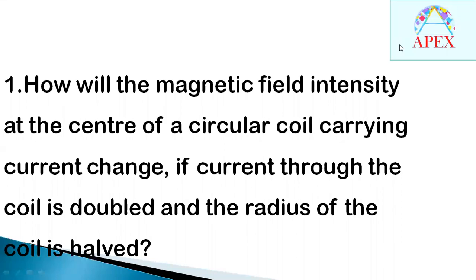In this video, I will explain some of the NCERT level questions on moving charges and magnetism. See the first question. How will the magnetic field intensity at the center of a circular coil carrying a current change if the current through the coil is doubled and the radius of the coil is halved?